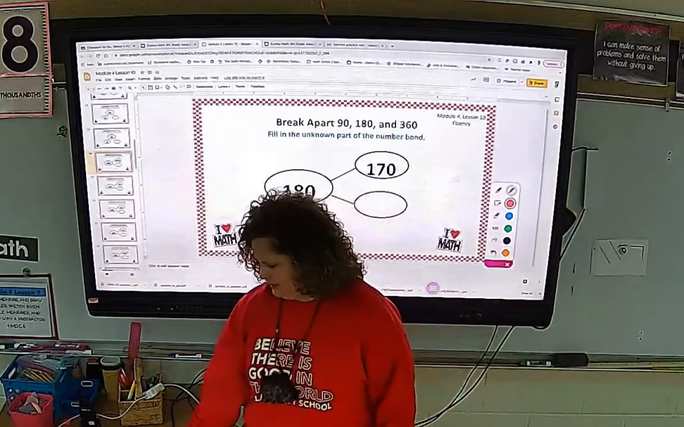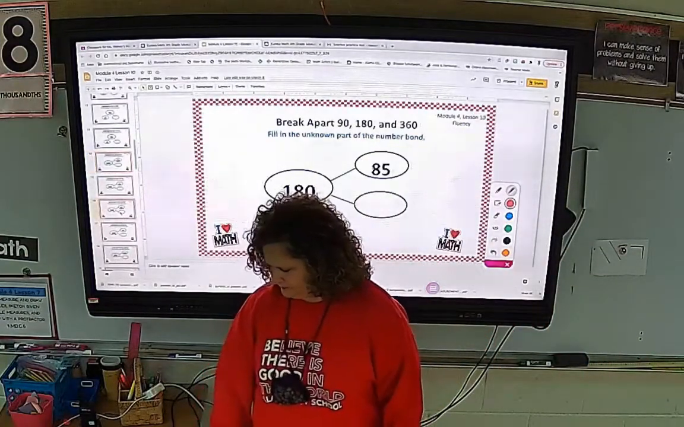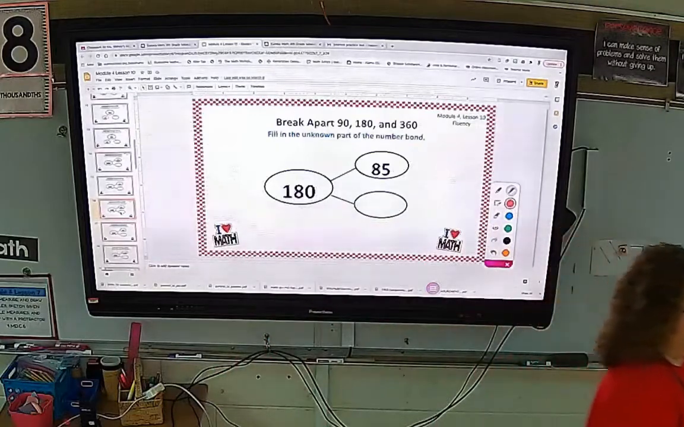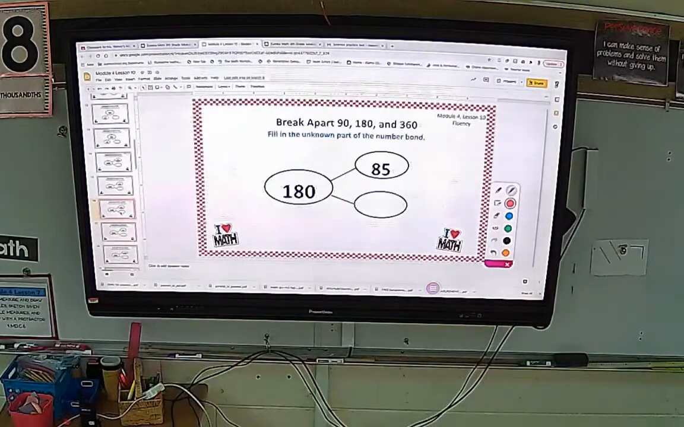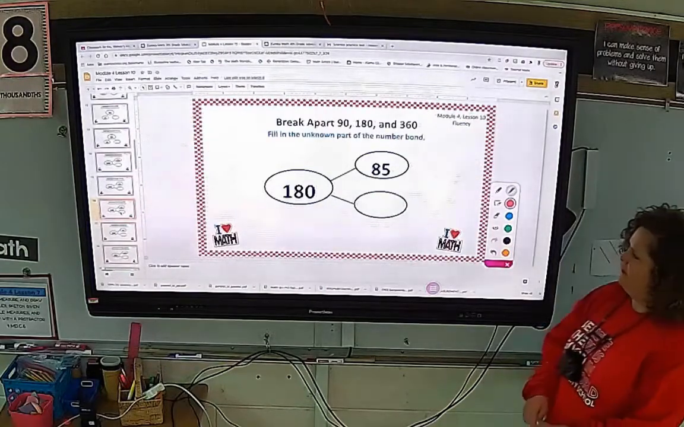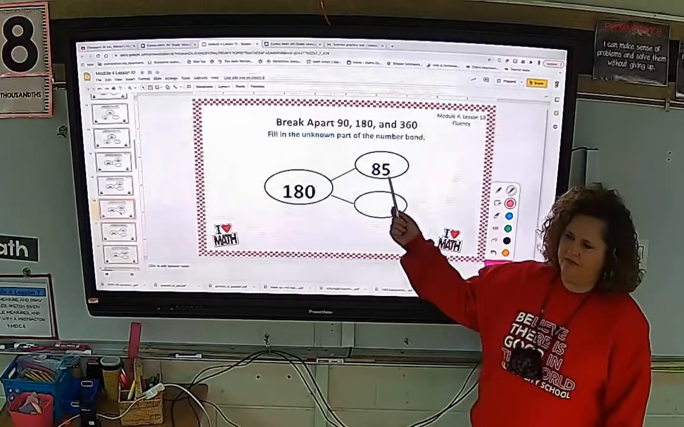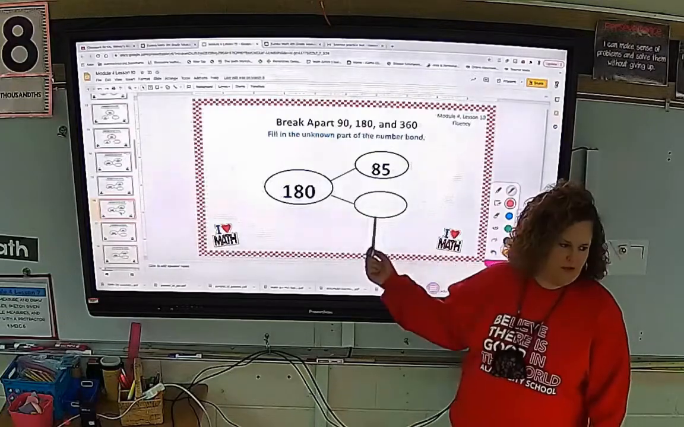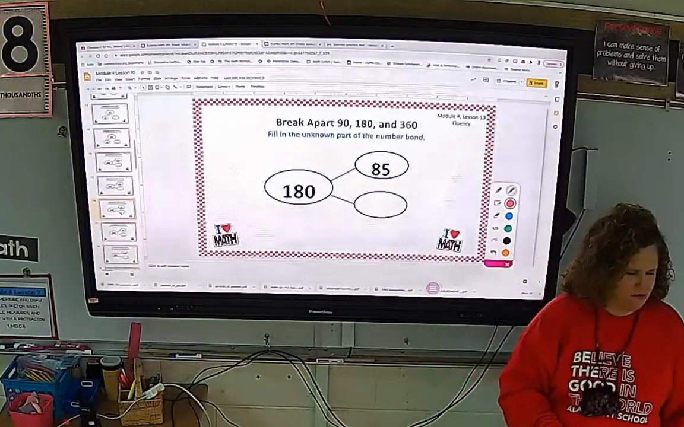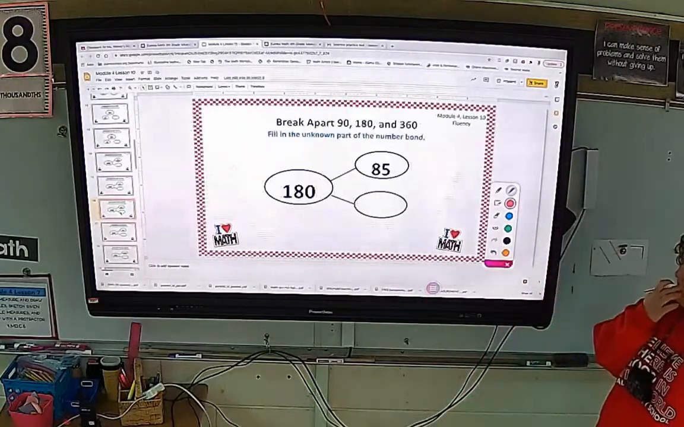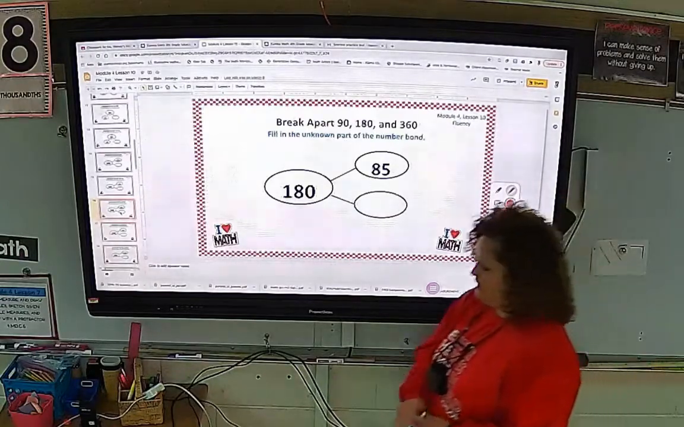What if we did this one? Mike could do it. Mental math. Might need to write it down. No problem if you need to write it down. Will, what do you think? 95. If I pretend that's 80 for a second and I subtract it, I'm at 100. But then I need to take away that extra 5. So 85. Okay?